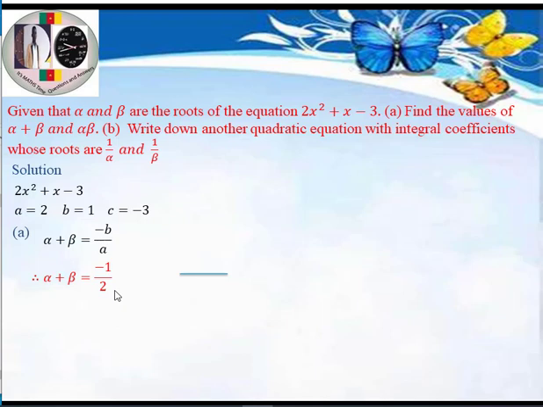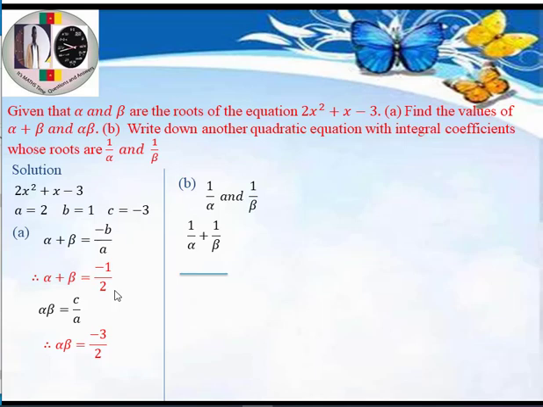Then the product of roots, which we call alpha beta, is always equals to c on a. Therefore, the product of root will be minus 3 on 2. Using this sum and product of roots, we are going to form new equation with integral coefficients 1 on alpha and 1 on beta. So we need to look for the new sum of roots, which will be 1 on alpha plus 1 on beta.